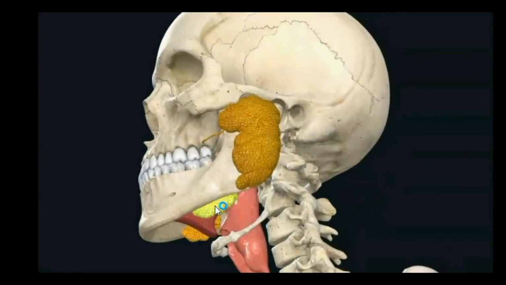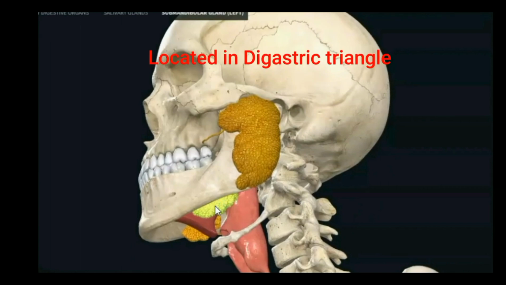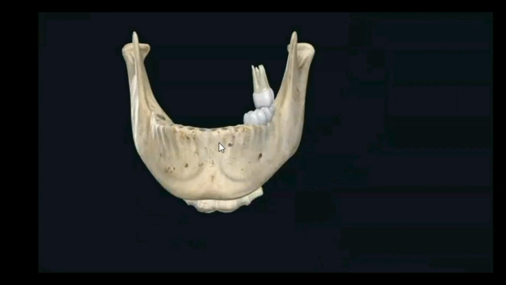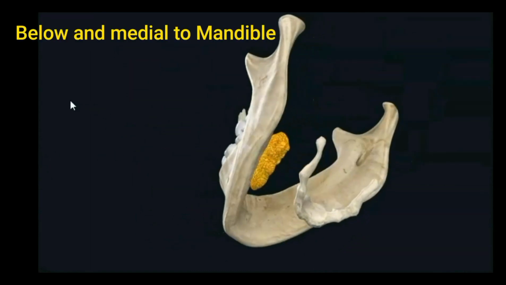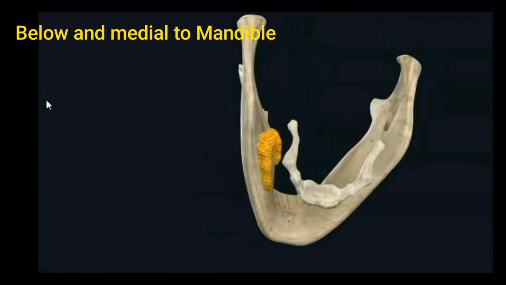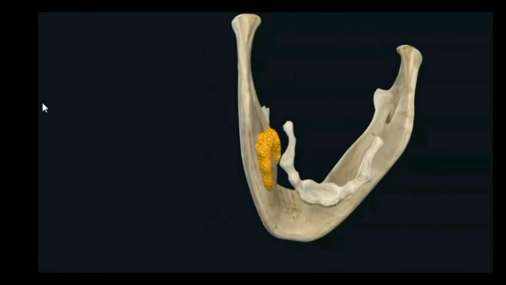You can see here, it is located in the digastric triangle, one of the subdivisions of the anterior triangle of the neck. As you isolate it, you will see it below and medial to the mandible, in the submandibular fossa of the body of the mandible.